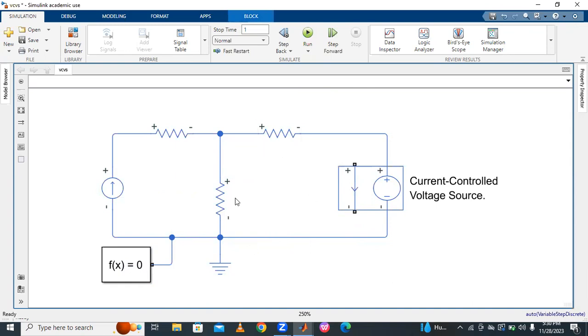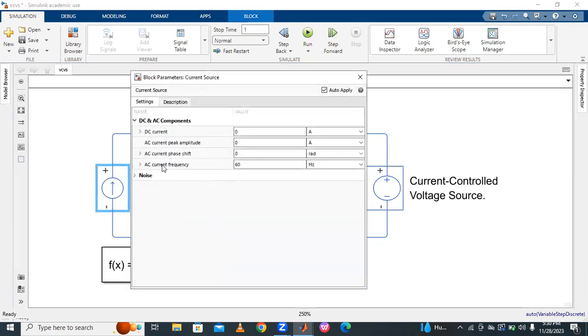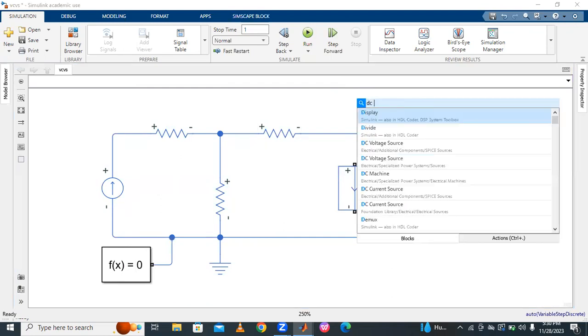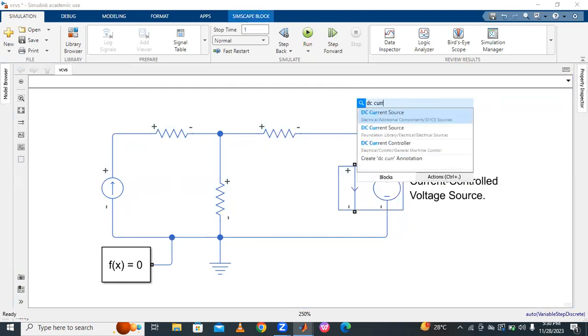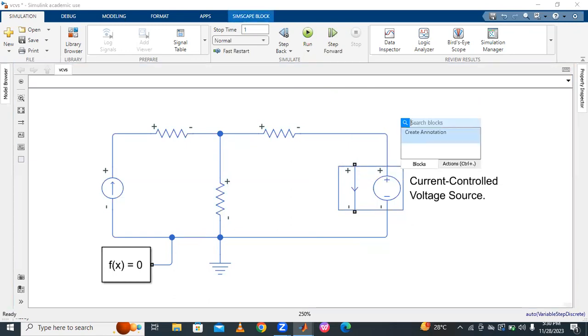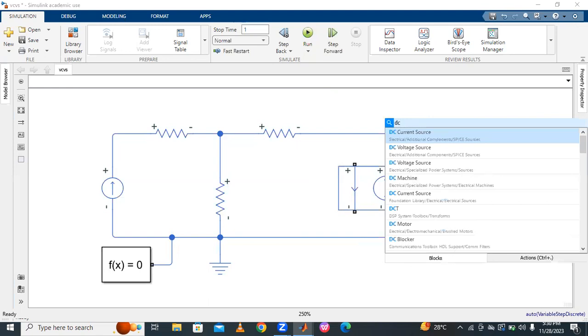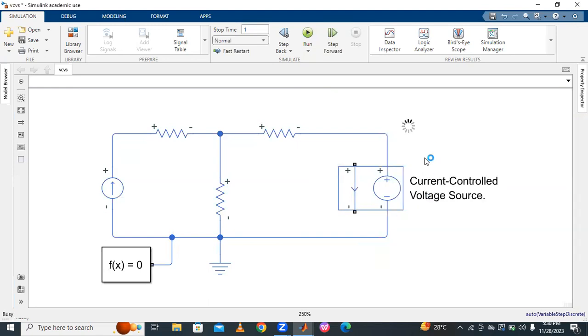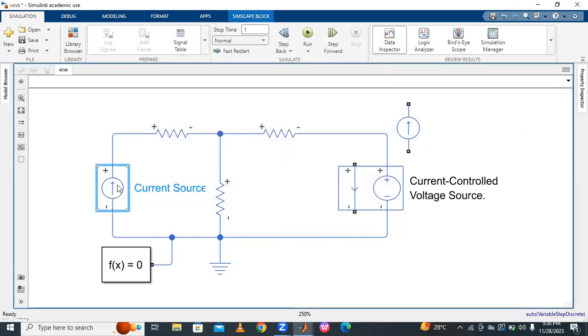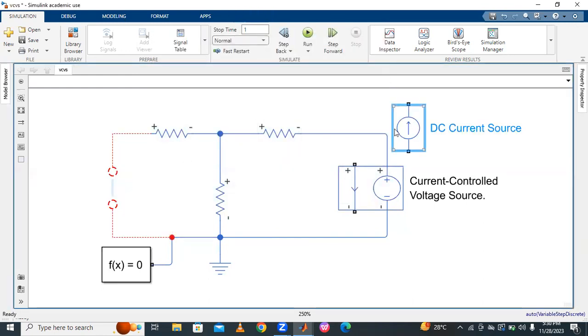And the next, what is this current? Take another current source, so DC current source. Not like this. Open this DC current source like this. Remove this DC current source and place it here.